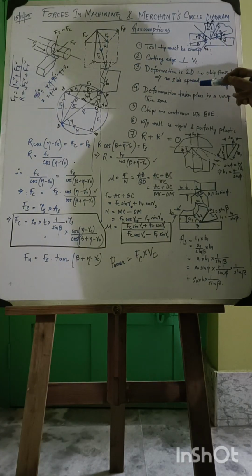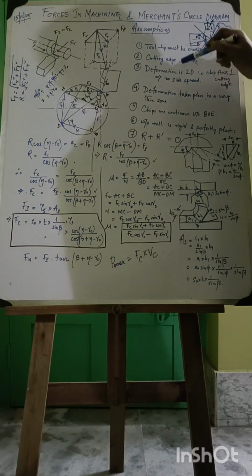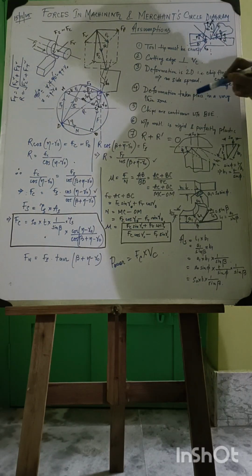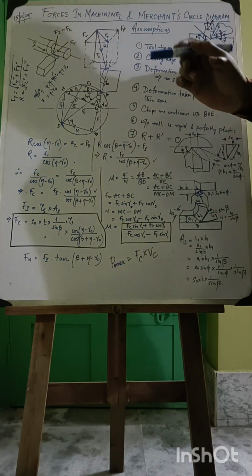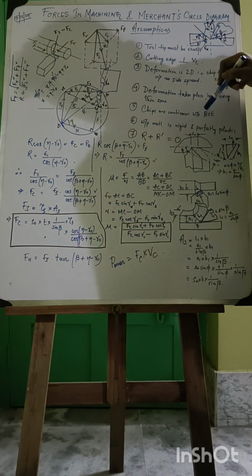Three, deformation is 2D, that is the chip flows perpendicular to the cutting edge, there is no side spread. And this means that it follows orthogonal cutting operation only. Fourth, deformation takes place in a very thin zone. Actually, it is a shear zone instead of a shear plane. So here it is considered as a single shear plane theory.